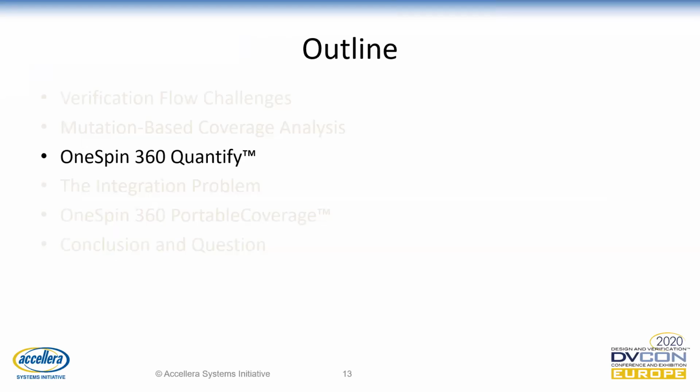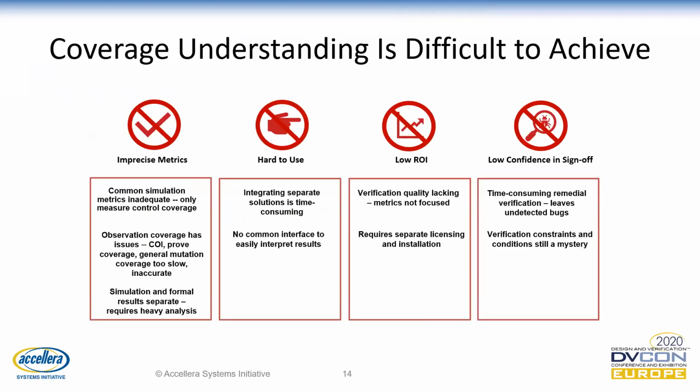So yeah, we incorporated the mutation-based analysis in OneSpin 360 Quantify, which is the solution for coverage analysis from OneSpin. I will touch and bring a bit of light on four main aspects that are of interest: the metrics, precision, the usage, the return on investment, and the confidence for sign-off.